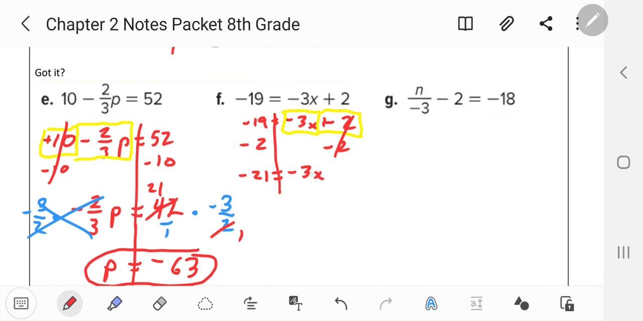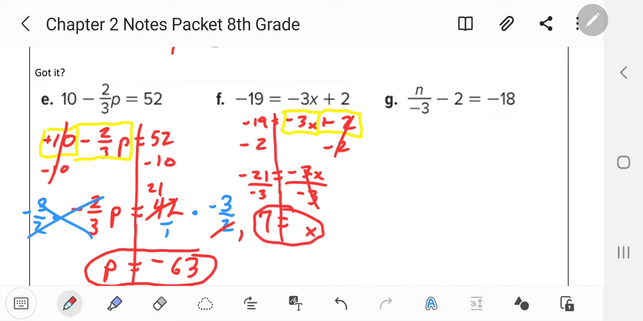I have multiplication over here, so I'm going to divide, using the inverse operation to isolate the variable. Negative divided by a negative is a positive, so 21 divided by 3 is 7, and it's positive because 21 and 3 were both negative. There you go. X equals 7.